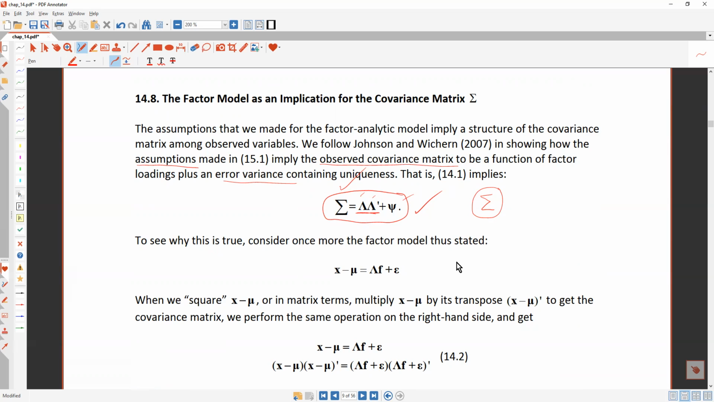You can also standardize the covariance matrix to produce the correlation matrix, but for now we're just going to talk about it as being the covariance matrix. Remember that a correlation matrix is a standardized covariance matrix. So the more general term is just covariance matrix. The covariance matrix is a function of these loadings plus unique variance.